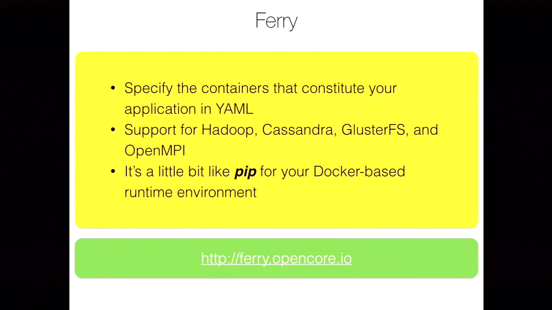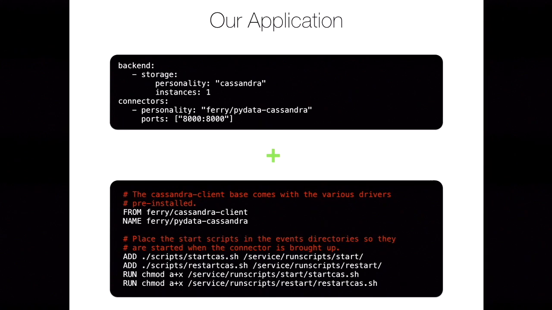So what does her application look like at this point? Basically, there are just two elements. The top one is her YAML file. This is a super simple example where she says, I want a Cassandra cluster. I just want to use this over one instance. She can actually change that and specify 100 instances. It's not a big deal.